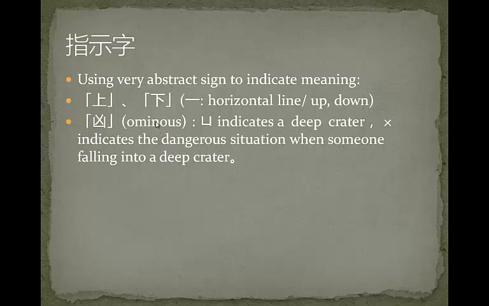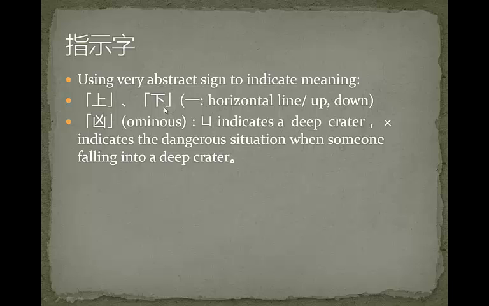All right. The third type is 指示字. 指示字, usually they use very abstract signs to indicate meaning. Okay? So you can think of this as a picture, but it's very abstract. Like these two examples. 上 means up or goes up. 下 means down.